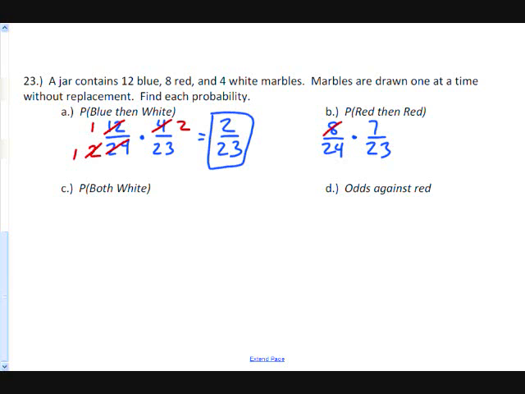I reduce, the 8 over 24 reduces to a 1 over 3. It doesn't look like I can do anything else in the way of reducing, so I'm just going to multiply straight across. That's going to give me a 7 over a 69.